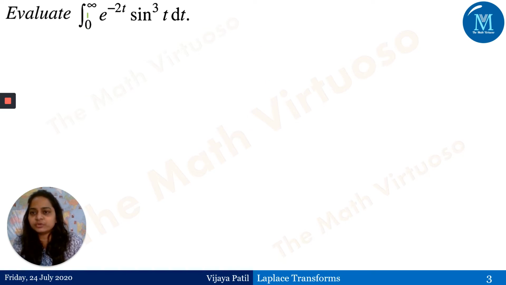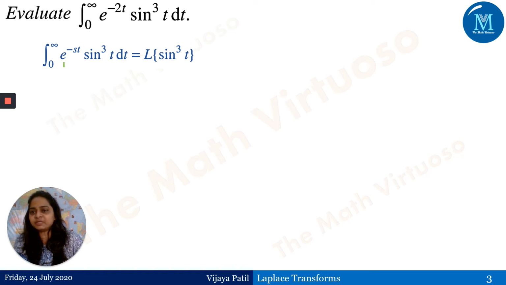It's integration 0 to infinity. Now see the difference in the question. The question is: evaluate integration 0 to infinity e to the power minus 2t sine cube of t dt. Understand the difference. Until now I used to give you the question like find the Laplace transform of a function. Now it says evaluate using the Laplace transform. So in this particular question, it's given as evaluate integration 0 to infinity e to the power minus 2t sine cube of t dt.